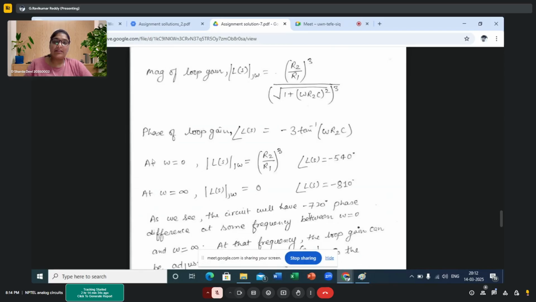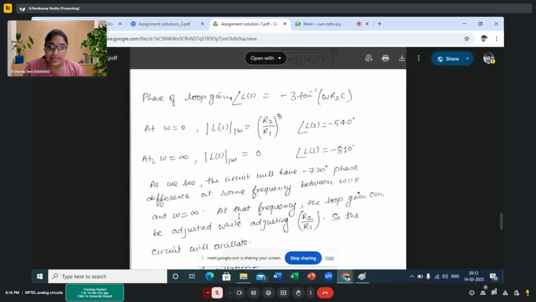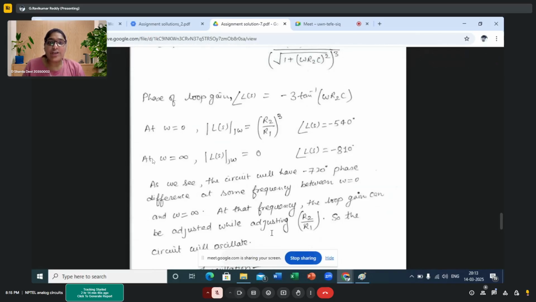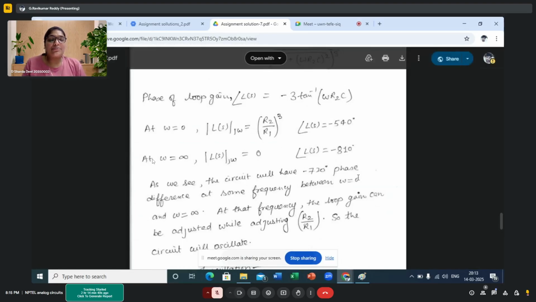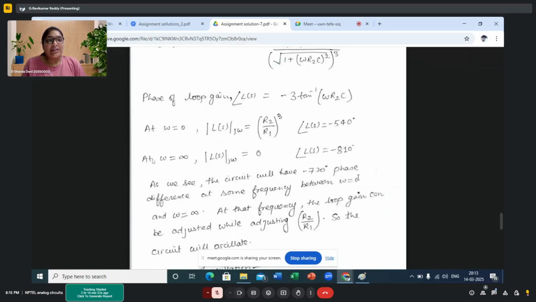And there they wrote that here the circuit will have minus 720 degrees phase difference at some frequency between omega equal to 0 and infinity, and they are saying it oscillates. Okay, so the question is, what will the student see? They will see either a phase shift of 0 or 360. They are calculating at omega equal to 0 and omega equal to infinity. Then they are subtracting. If the difference is 360 or multiples of 360, they are saying it oscillates. See, the thing is, you have a huge frequency range, right?